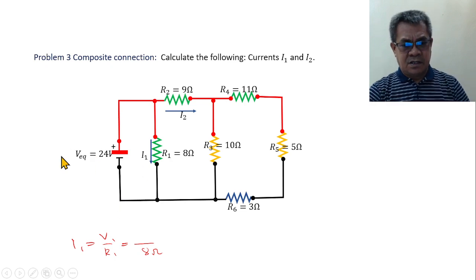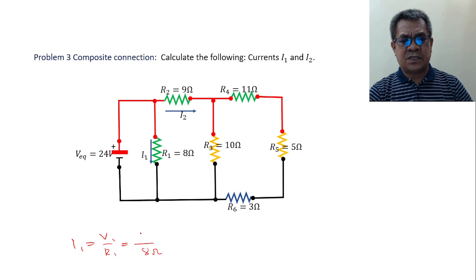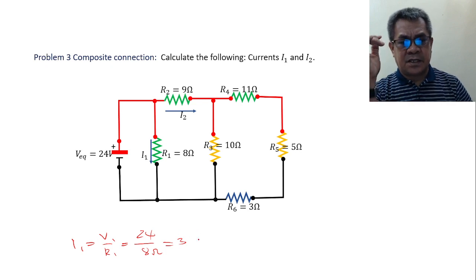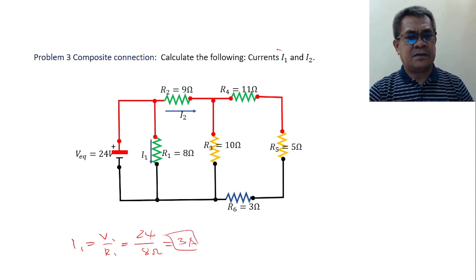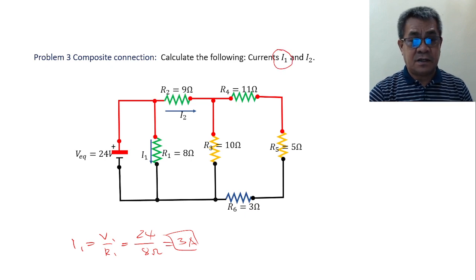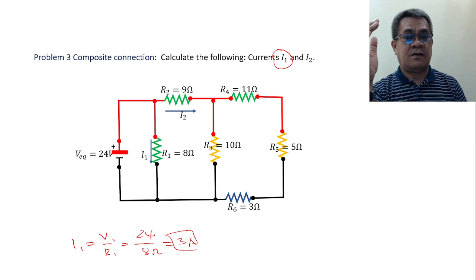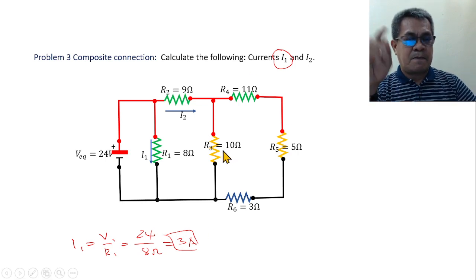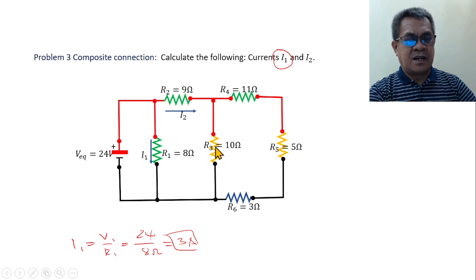So in that case, we can easily solve for I1, no? Because this is just equal to 24 over 8, and the answer is 3 amps. This is the answer to the question, what is I1? Very easy to answer if you know the principle of the circuit. Again, it is very important that R3 is not parallel to that. Because if you assume they are parallel, meaning this is 12 volts and this is also 12 volts, then obviously it's wrong.